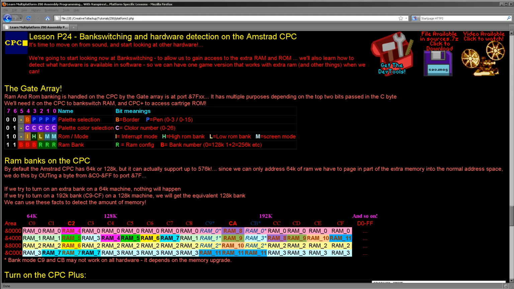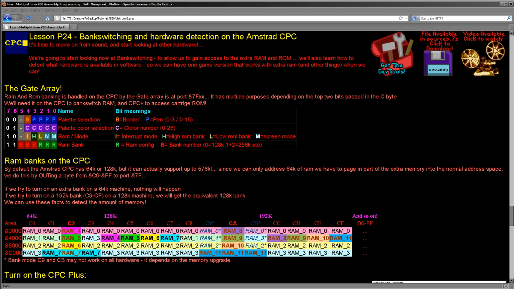Okay, so today's lesson is going to involve quite a lot of theory and relatively little code, but it's very important stuff we're going to be looking at. And first I think we want to discuss the gate array. Now the gate array is something we looked at before when we were doing color palettes, because we use it to select the color we want to change, and then we give it the new color that we want that palette entry to have.